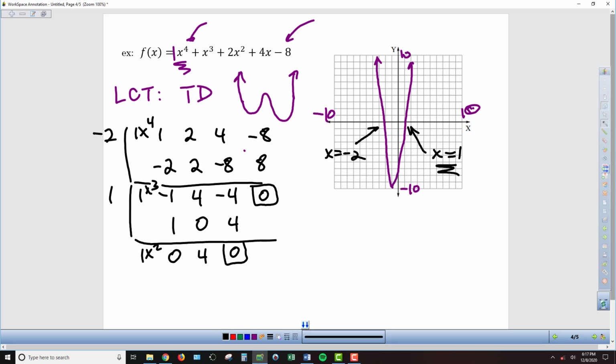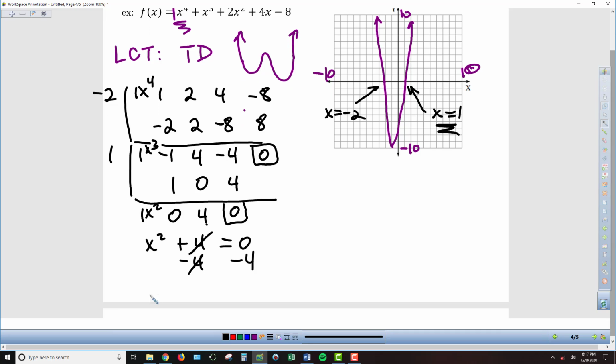And so we can write our quadratic equation that we're going to have to solve. x squared, no x term, plus 4 equals 0. So I'm going to solve by subtracting 4 from both sides. So that leaves us with x squared equals -4. So hopefully we can see where this is headed.